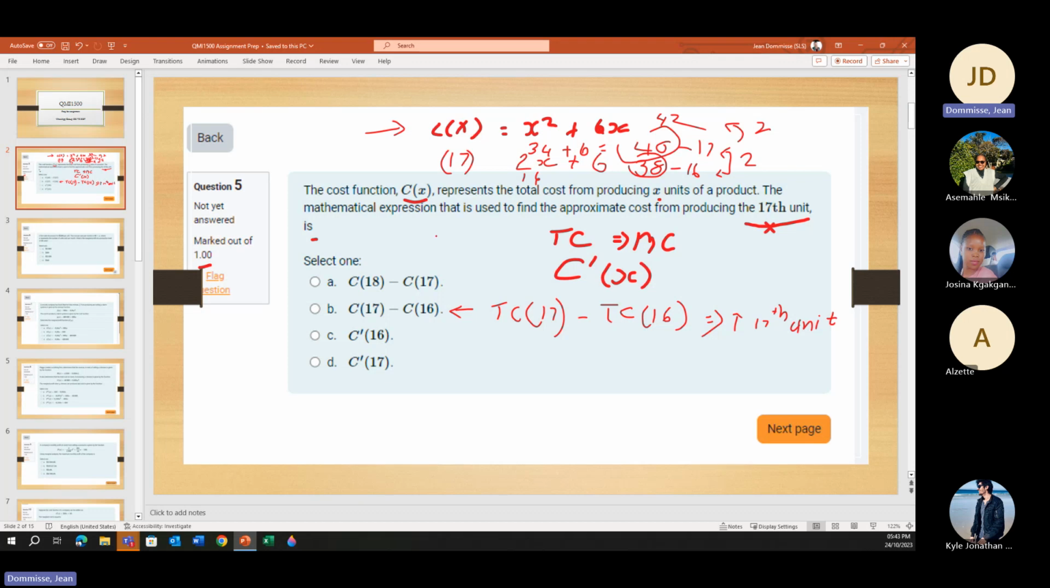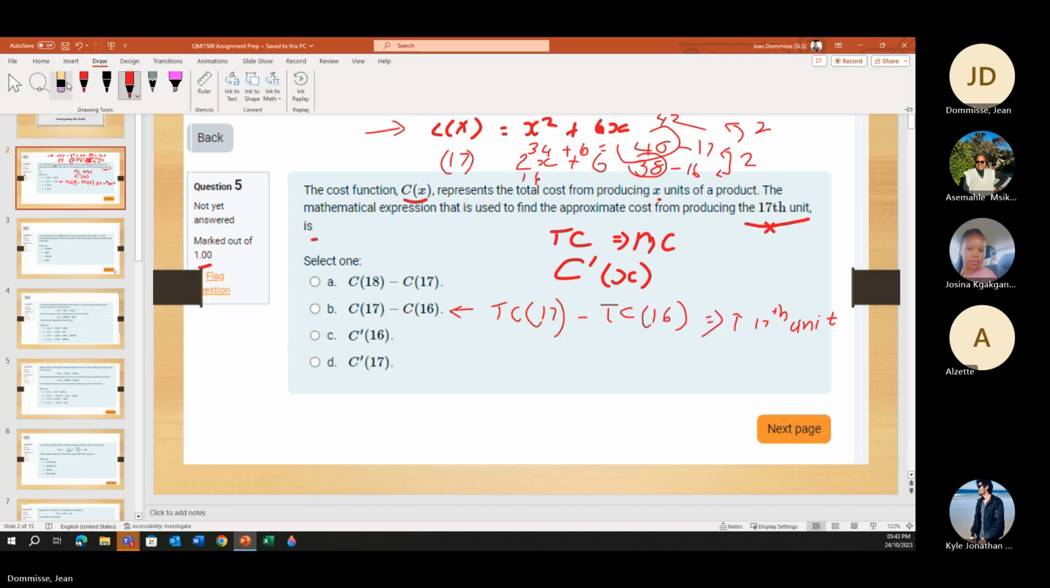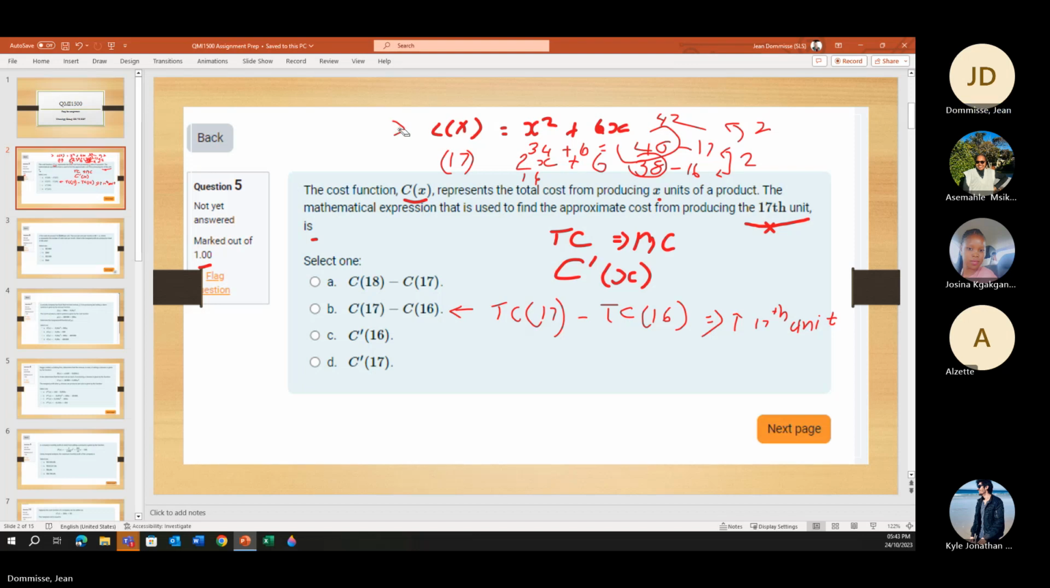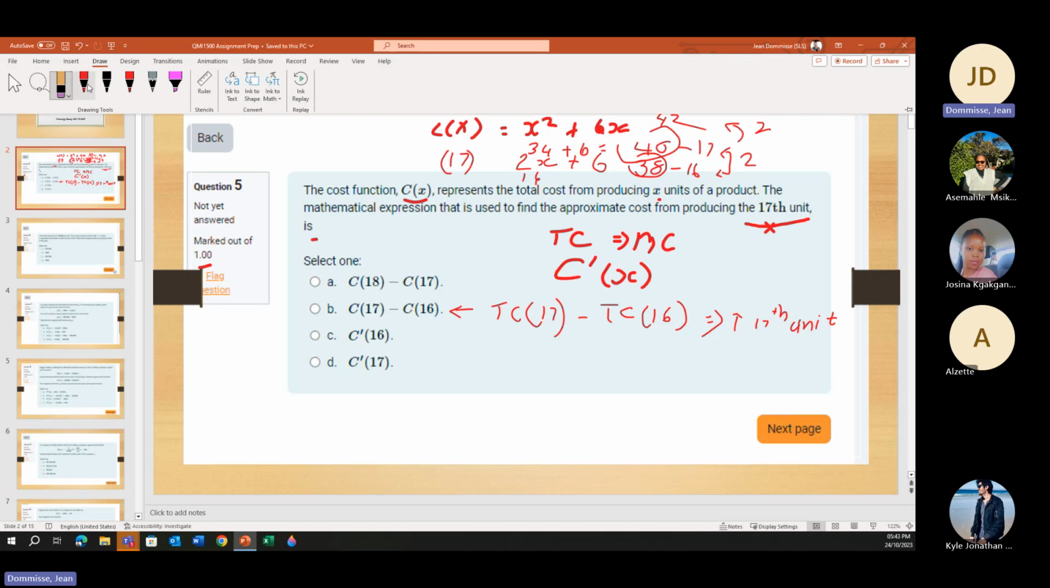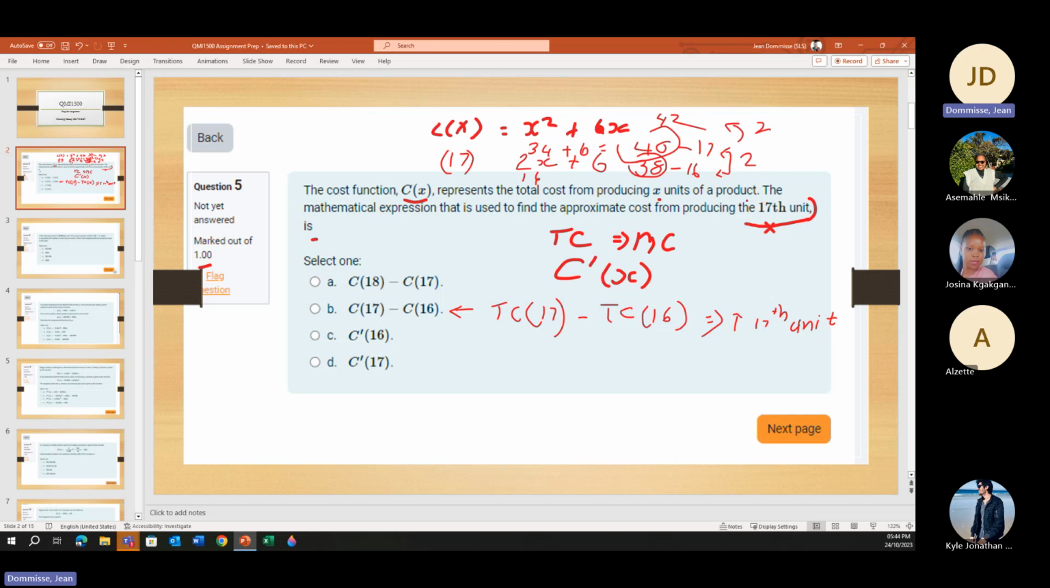And so, if I read this again, they want us to represent the cost function from design. A mathematical expression that is used to find the appropriate cost from producing the 17th unit. Okay, so we need to find out how much it will cost to create this 17th unit. So then I will probably go for this one, because that will tell me how much it is to create the 17th unit.